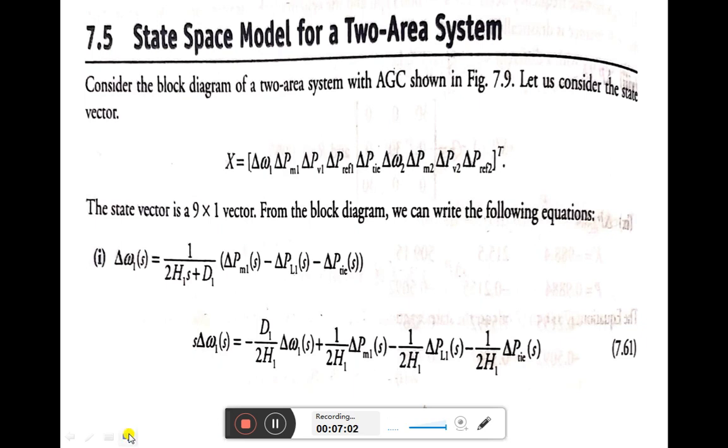Now let us consider the next variable. The next variable we have considered is ΔPM1. This is the mechanical output from the turbine. How can we express the equation for this change in the mechanical output from the turbine? That we can see in this block diagram. This first term indicates the mathematical model for the turbine.